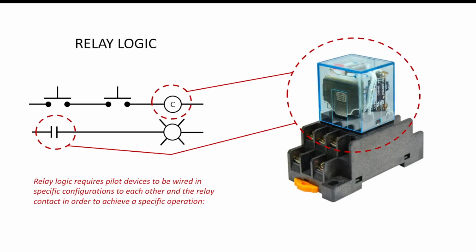Now, relay logic requires pilot devices to be wired in specific configurations to each other in the relay and the contact in order to achieve a specific operation. So in this one here, we have two push buttons, they operate the coil of a relay, the contact closes, and a light turns on.